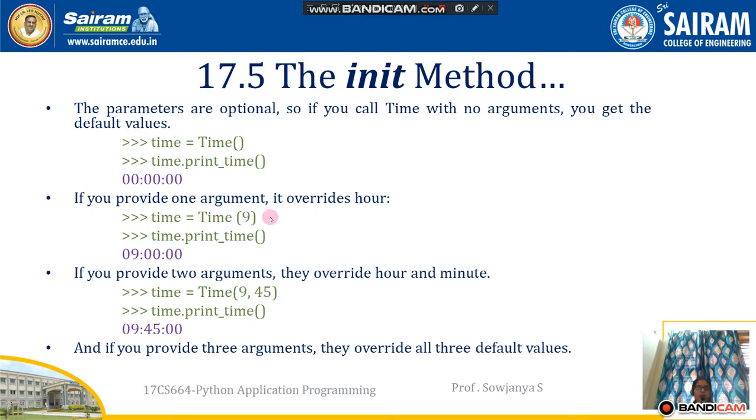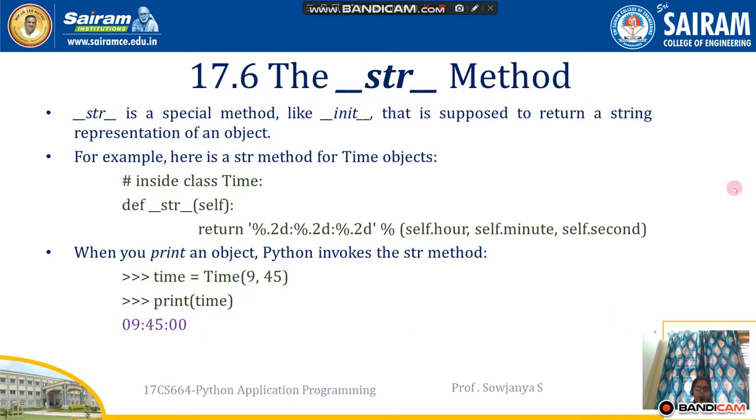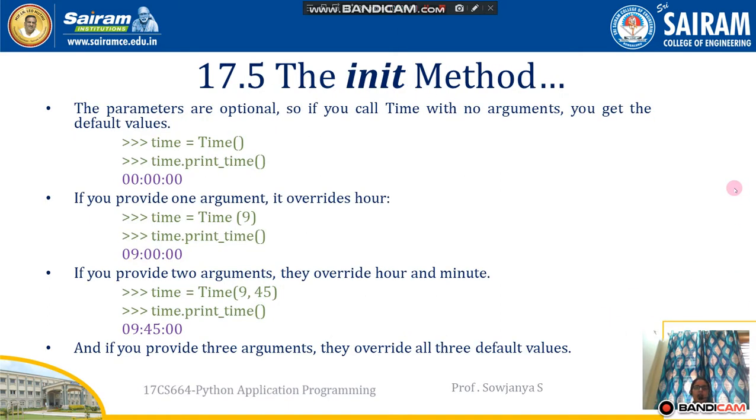Suppose you provide one argument, it just overrides the hour because you are not specifying the minutes and seconds here. If you provide two arguments, the third will be a default value. If you provide three arguments, they override all three default values. So that is about the initialization methods and how we use them.